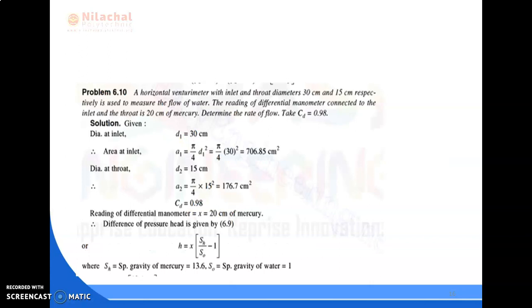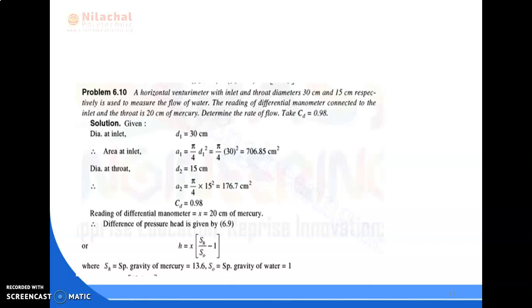So let's solve a problem. A horizontal Venturimeter with inlet and throat diameters of 30 cm and 15 cm respectively is used to measure the flow of water. The reading of the differential manometer connected to the inlet and the throat is 20 cm of mercury. Determine the rate of flow. Take CD equal to 0.9. I think everything is given in the question. So here we have to find the rate of flow, or discharge.